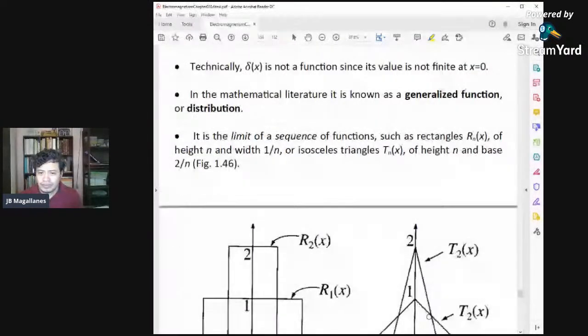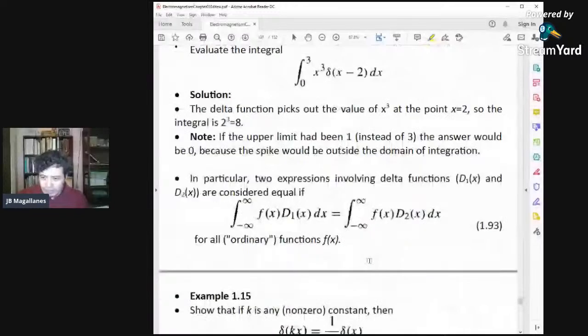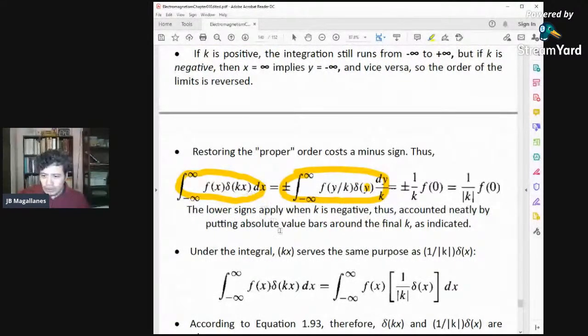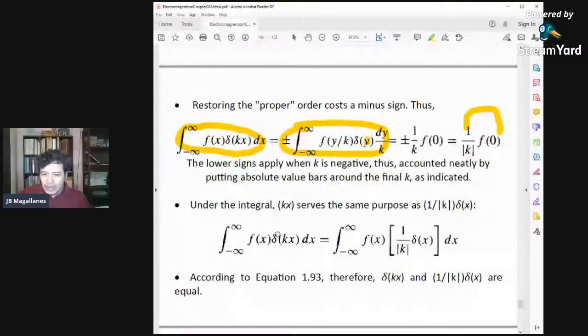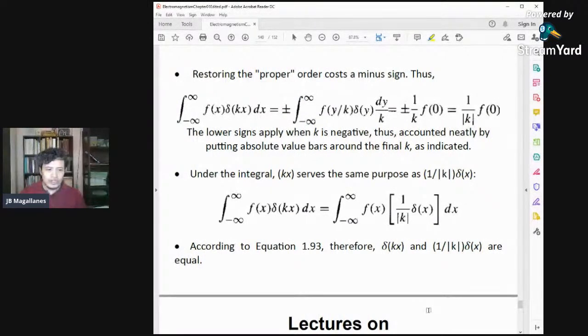F of 0 is this one. So that you will have this one as equal to, you can put back the 1 over k back to the integral in this case. So with d1 equal to d2, you can say that delta kx and this one are both equal. So that's what we had last time, and then we continue with the lecture here.